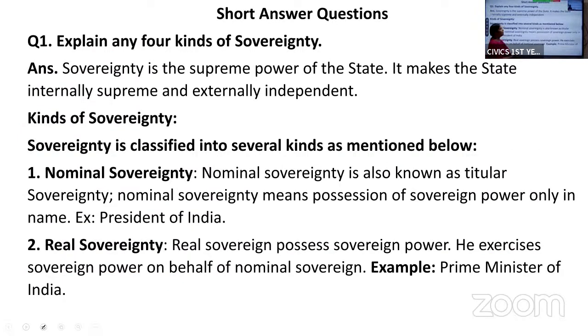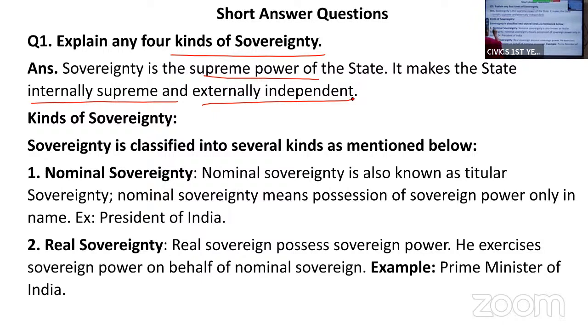We will discuss different kinds of sovereignty. Sovereignty is of different kinds. This is an important SAQ. As we discussed in the previous question, sovereignty is the supreme power of the state. It makes the state internally supreme and externally independent. So let us see the classification of sovereignty.